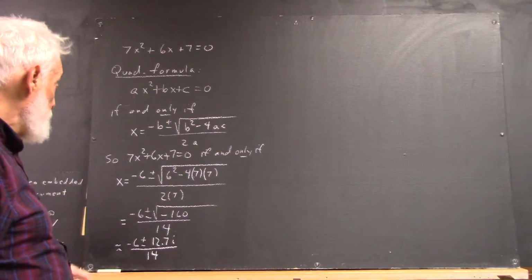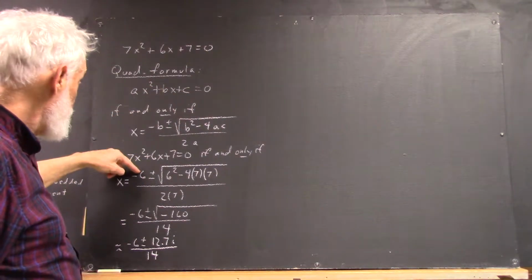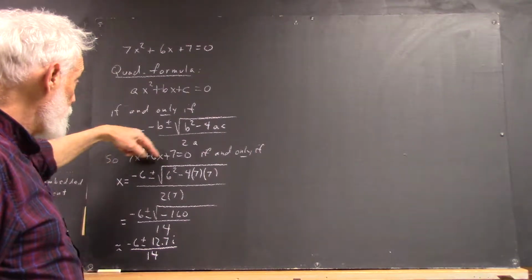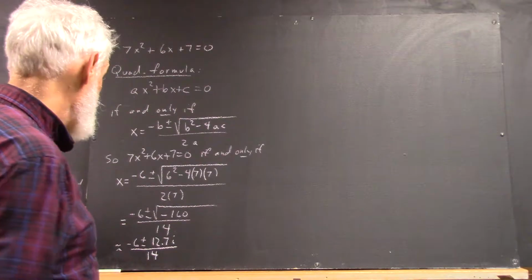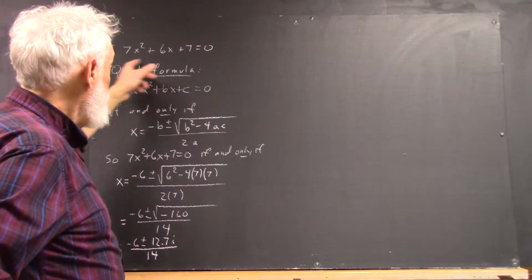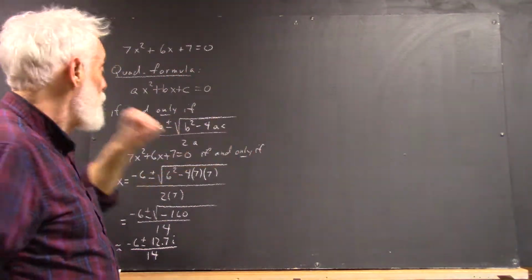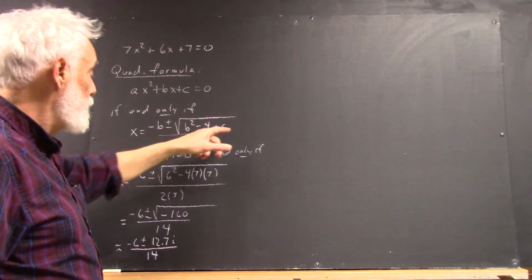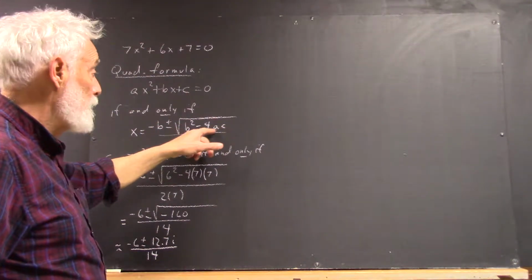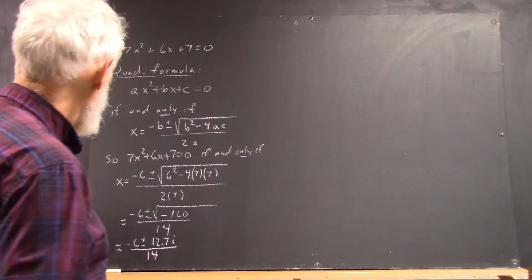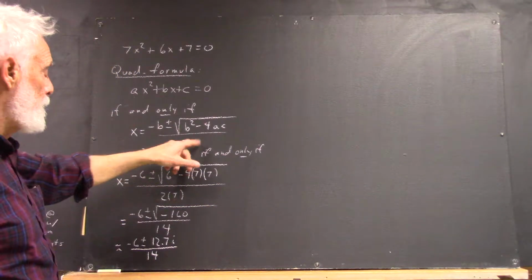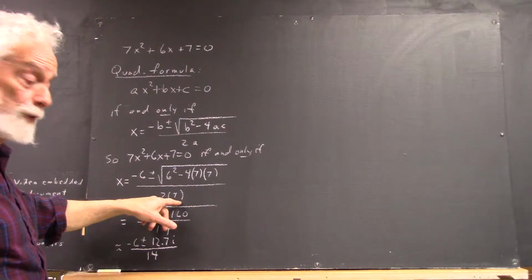If we plug those numbers in, b is 6. Negative b is negative 6. B squared would be 6 squared. Then we're done with b. Now, a and c both happen to be 7. So 4ac would be 4 times 7 times 7. And 2a, that would be 2 times 7.